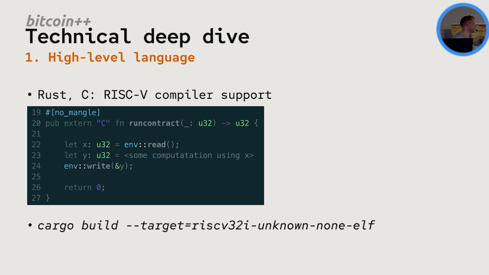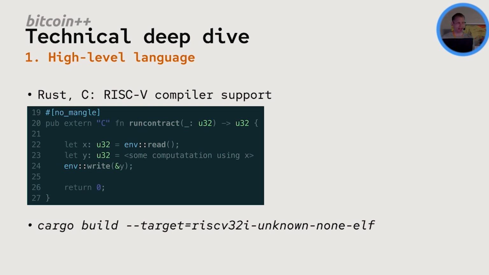Okay, so let's do a technical deep dive. I'm going to see this from a developer's perspective. If he wants to write some contract using this framework, I'm going to go step by step. How do we go from the high-level language to what we put on chain? We start out with a high-level language which has compiler support for RISC-V. Here's an example of a Rust program that you can do.